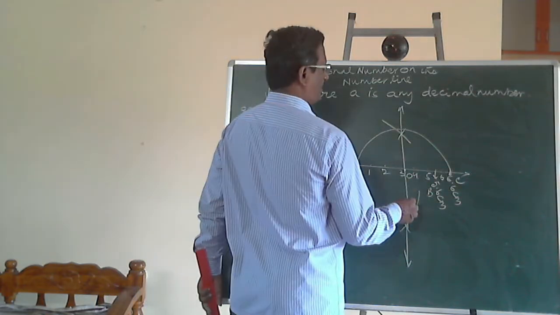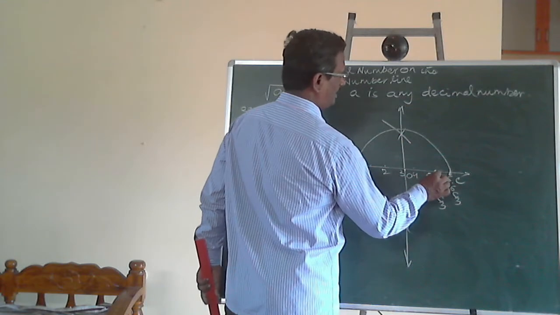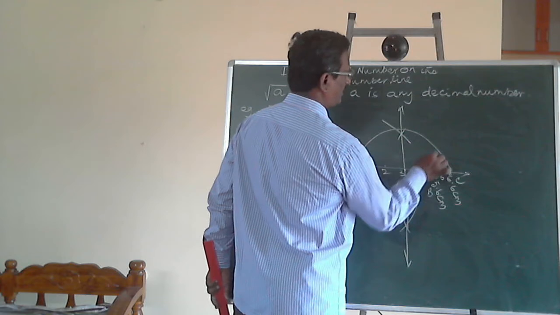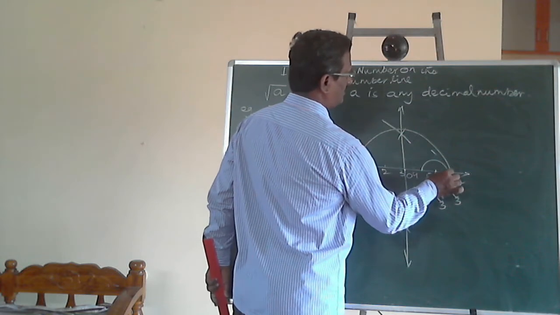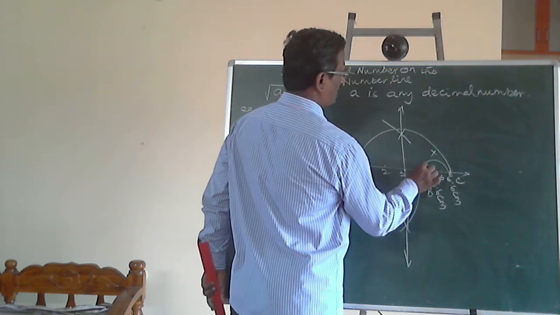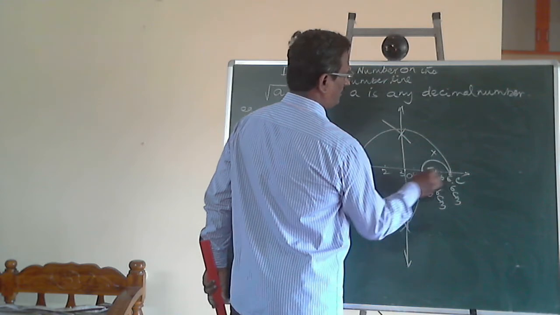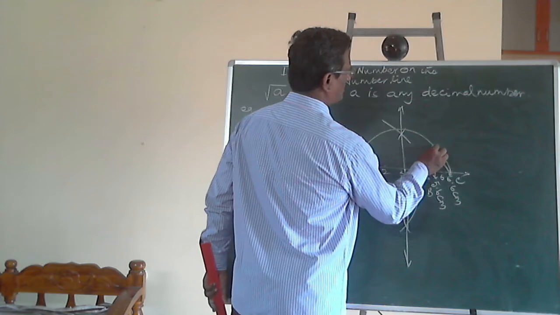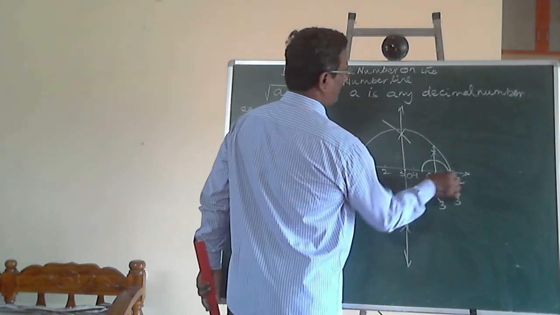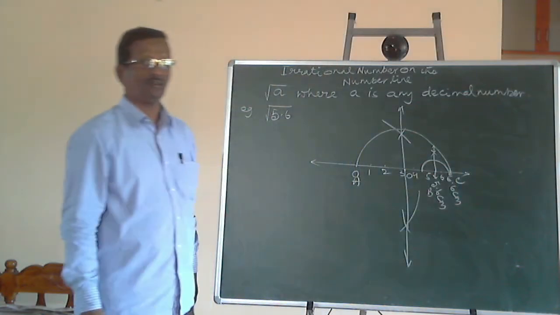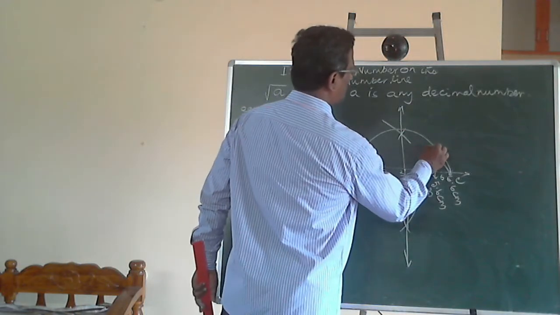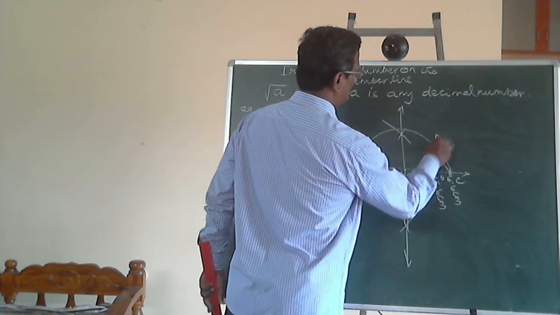Draw another perpendicular to this number line at B, again by drawing an arc from here, equal suitable radius, like arc 1, from this point and from this point arc 2, perpendicular construction, and this BC is exactly 1 unit. Name this point as D.